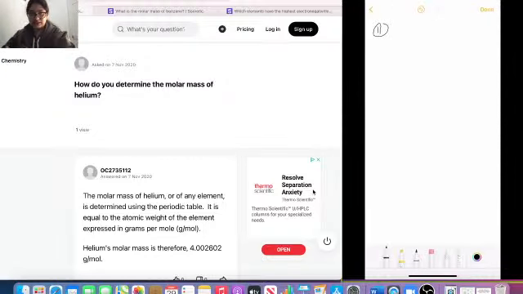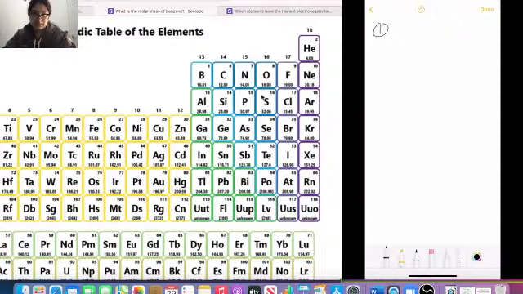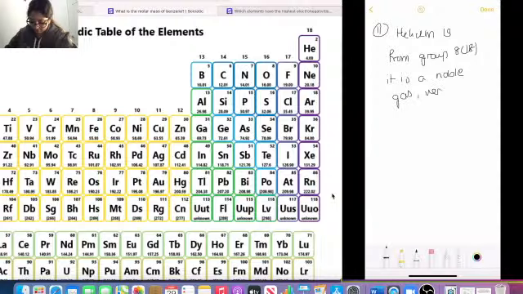Okay, our next question says, how do you determine the molar mass of helium? If you look at our periodic table right here, helium is a noble gas, so it's a gas and it's stable. Helium is from group 8, or 18 you could say. It is a noble gas, very stable. I'm just giving some background information.